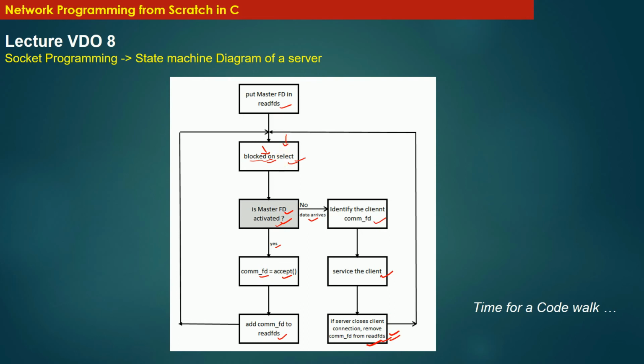So you can see that in this complete cycle, whatever the server does, it comes back to the select system call and gets blocked here. So actually you can see that the server is in a while(1) loop. It is a property of the server that it always has to be up and running, and therefore the server runs in a while(1) loop.